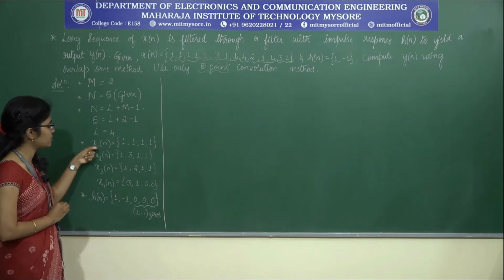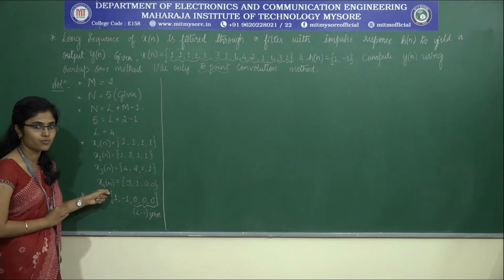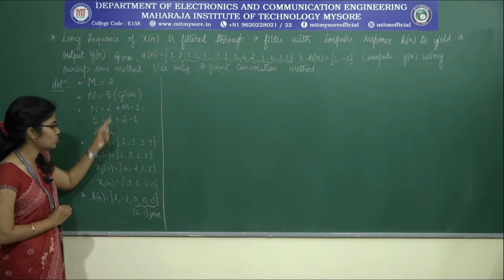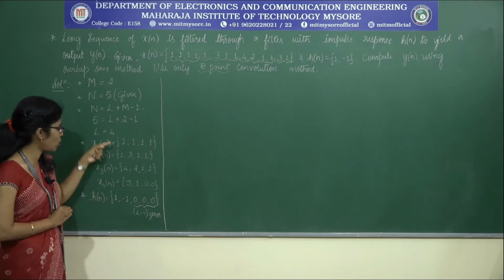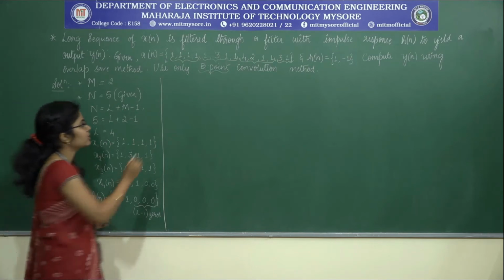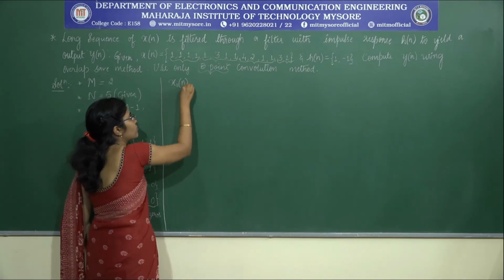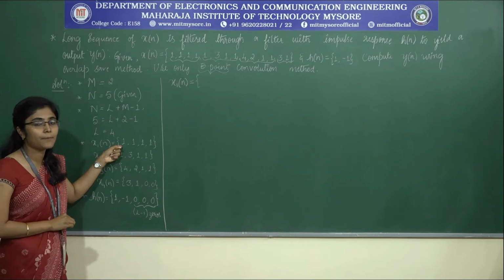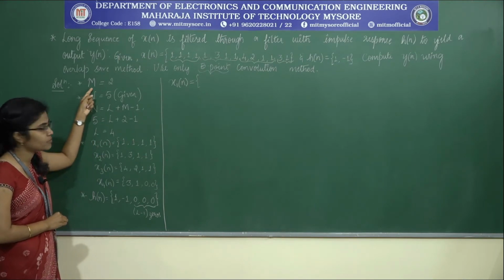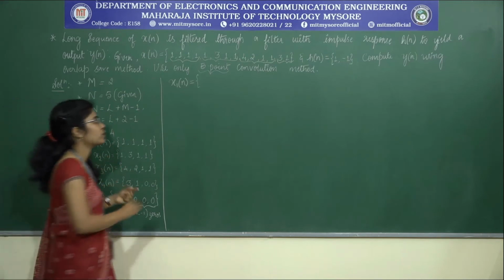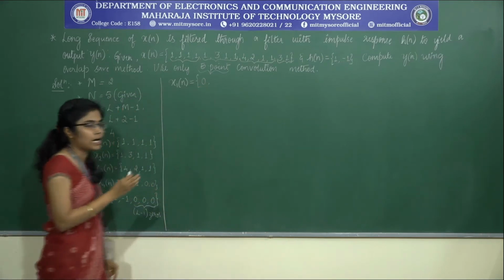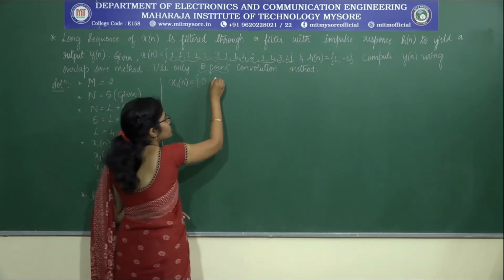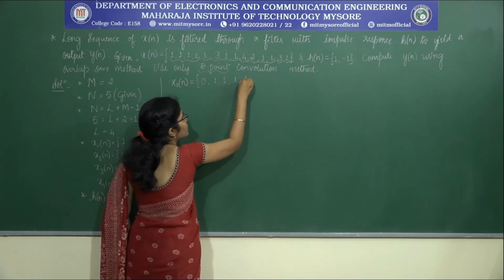Now if I compare the lengths of x1 of n, x2 of n, x3 of n and x4 of n, all the lengths are 4, but it is not matching the length of n. So I need to make the length of all the subsequences 5. For the first sequence x1 of n, in the beginning I need to pad m minus 1 zeros. The value of m is 2, so 2 minus 1 is 1. So append 1 zero at the beginning of x1 of n, and write down the next samples as they are. So after 0 it will be 1, 1, 1 and 1.